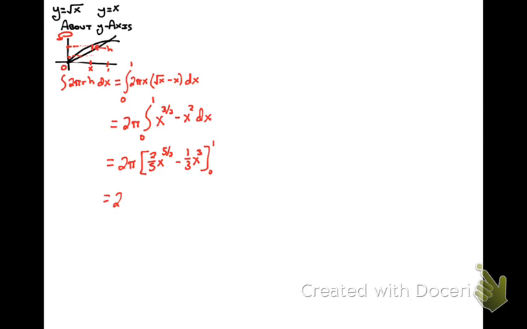This is equal to 2 pi times, when I substitute 1 in, I'll have 2/5 minus 1/3, minus, when I substitute 0 in, I get 0. And when we simplify this down, the final answer is 2 pi over 15 is the volume of our solid.